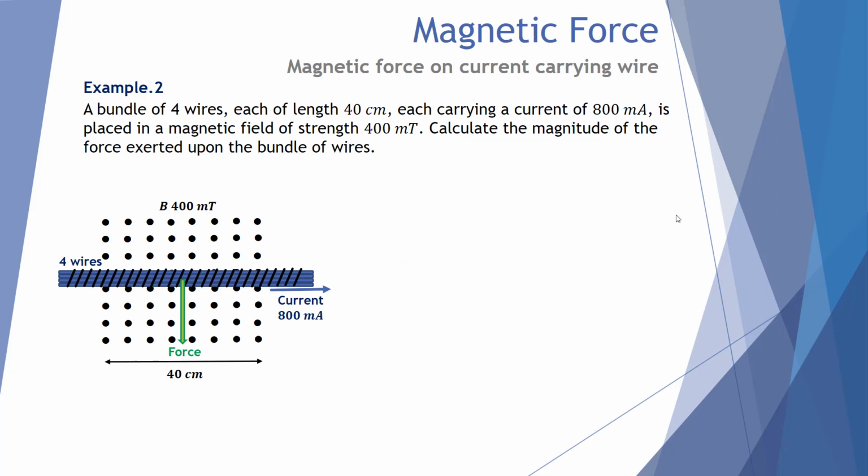Example 2: a bundle of 4 wires, each of length 40 centimeters, and each carrying a current of 800 milliamps, is placed in a magnetic field of strength 400 millitesla. Calculate the magnitude of the force exerted upon the bundle of wires.